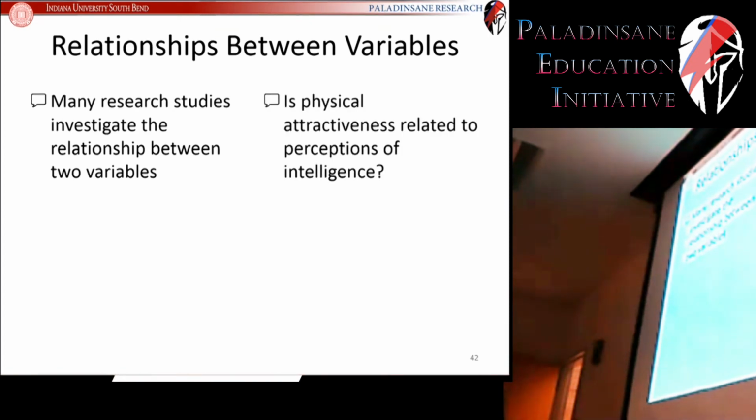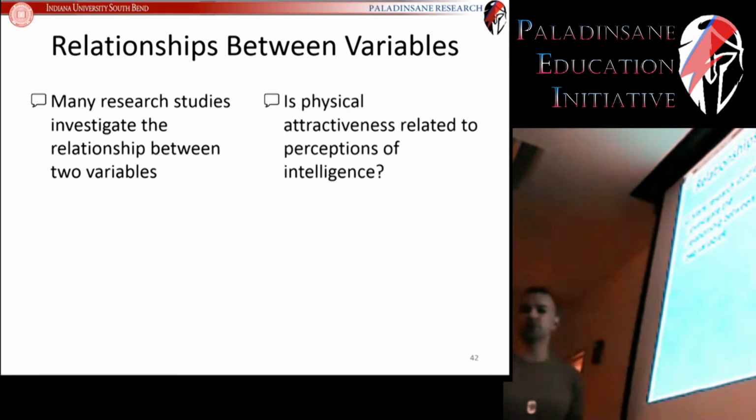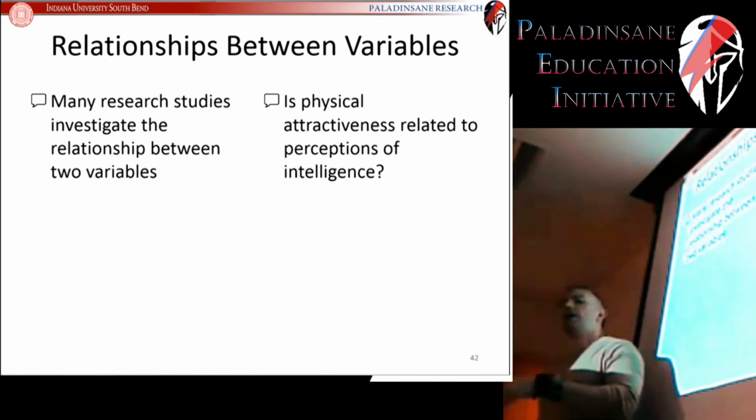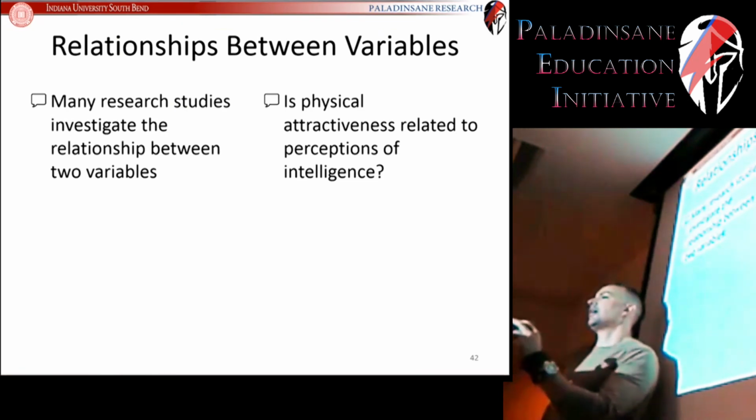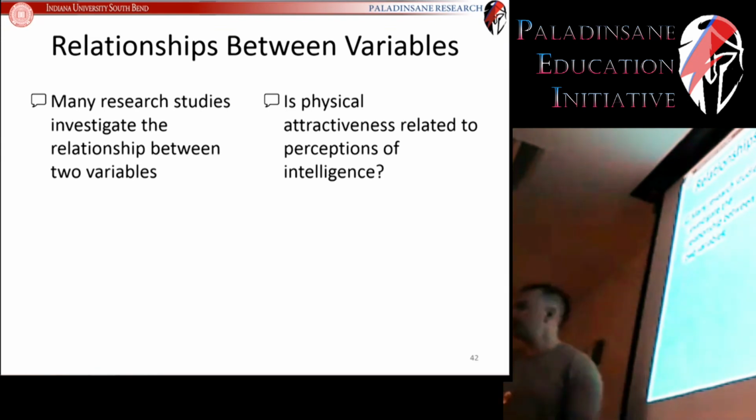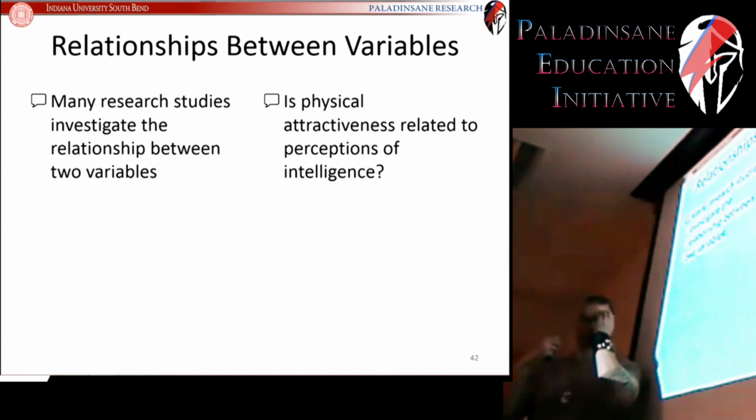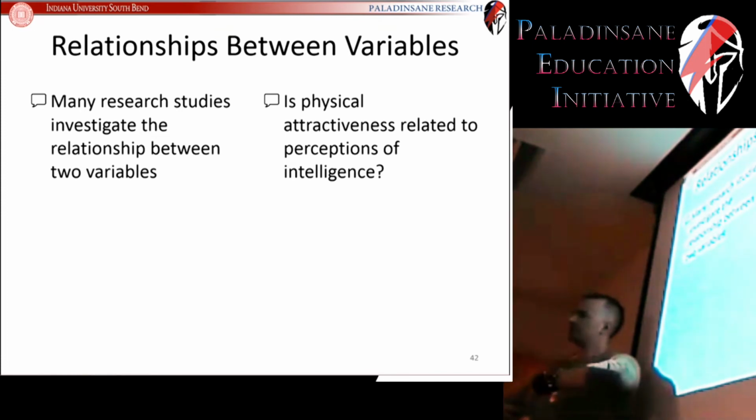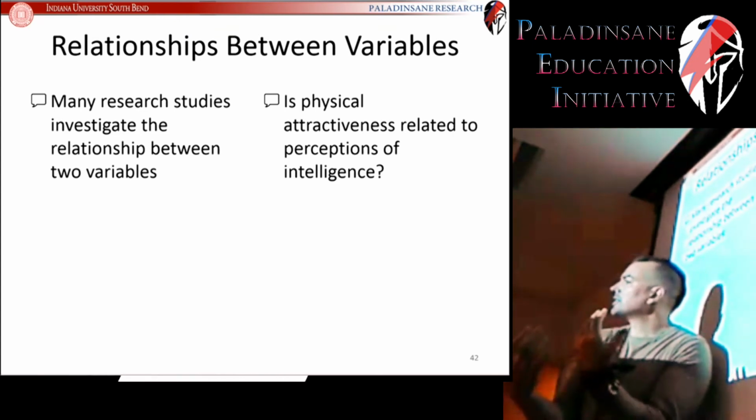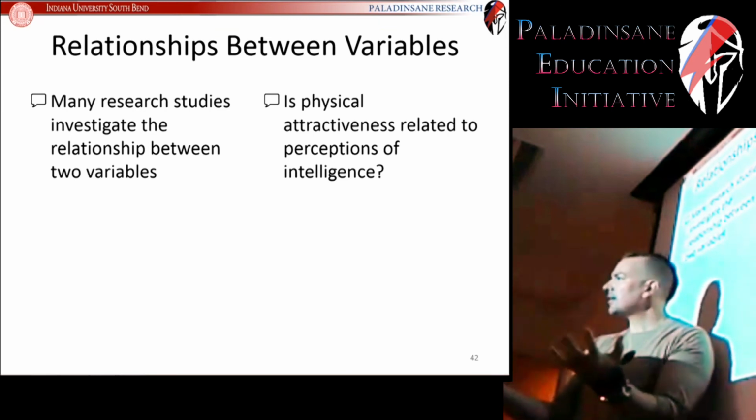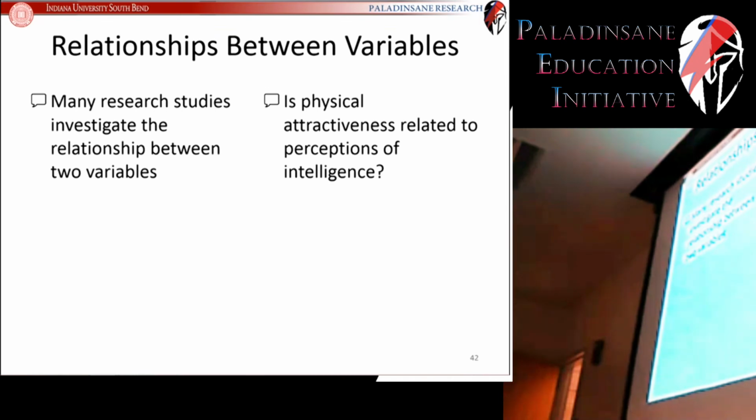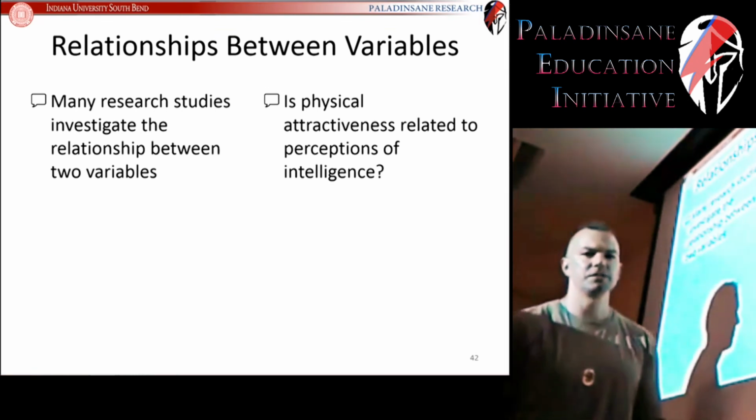And another one is, is physical attractiveness related to perceptions of intelligence? There's an effect known as the halo effect, where it's been shown that people who are more attractive are perceived as being more intelligent. You'll see this in movies all the time, right? The intelligent heroes are usually the good-looking individuals. The not so smart, bumbling individuals are typically not as good looking. They're taking advantage of this perception of physical attractiveness and intelligence.